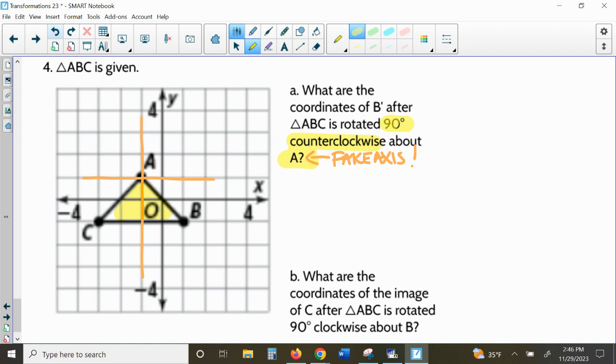So if I were to spin him, let me pick a new color here. If I were to spin him, A prime would stay in the same spot, right? Because you're basically stabbing down this A. So A prime is going to be here. Okay. If I'm spinning this totally sideways, what's he going to look like? Can you picture that he's going to look like this if you spin him 90 degrees?